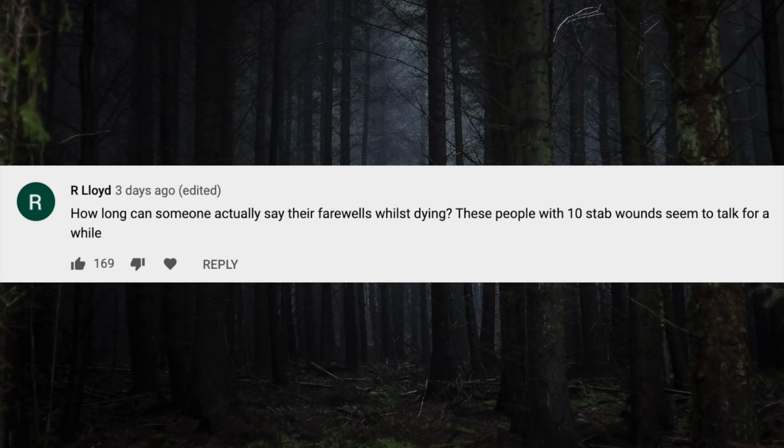But I'm not going to believe that a character that I'm supposed to relate to, root for, or is supposed to be a normal person is not going to be affected by certain events and just forget about it next page. How long can someone actually say their farewells while dying? These people with 10 stab wounds seem to talk for a while.